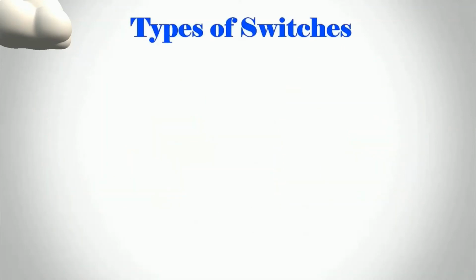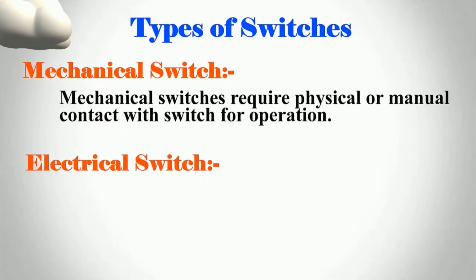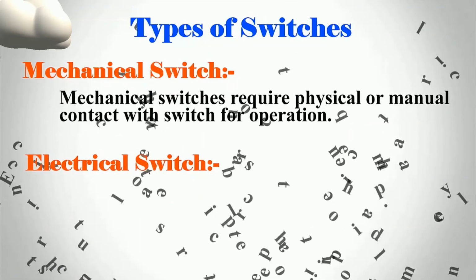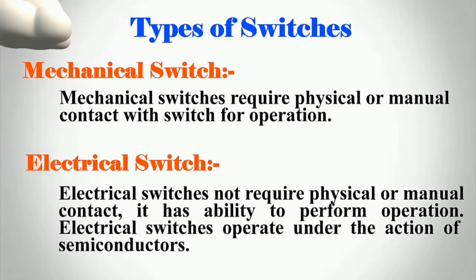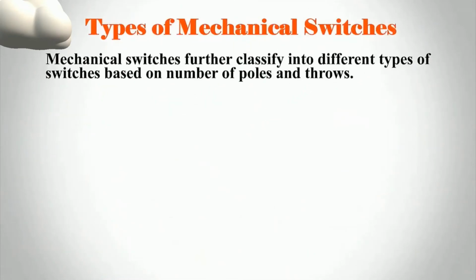Types of switches: depending on operation, there are mechanical switches and electrical switches. Mechanical switches require physical or manual contact with the switch for operation, whereas electrical switches do not require physical or manual contact. They have the ability to perform the operation on their own. Electrical switches operate under the action of semiconductor devices. Mechanical switches are of different types depending upon how they hold the current.